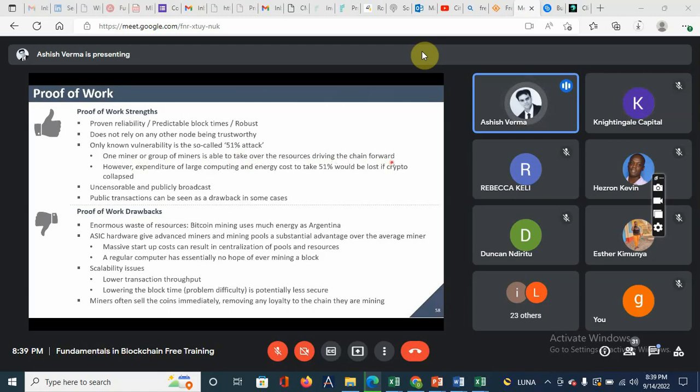What can happen? Let's say there are 10 guys with 5% each. They can collaborate and say, okay, together we hold more than 50% of the power. In that way, some kind of vulnerability can be there in a 51% attack. The expenditure of large computing and energy cost to take 51% would be lost if the crypto collapsed. So this is, you can say, a disincentive.